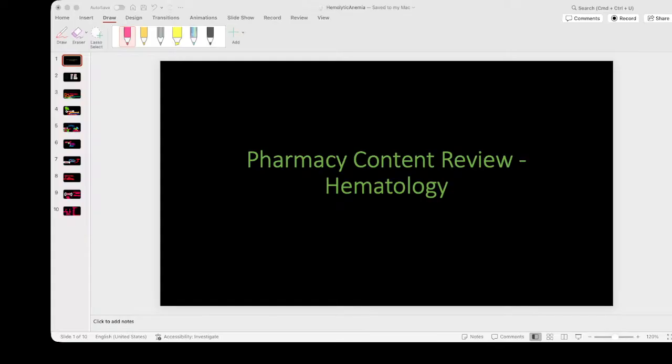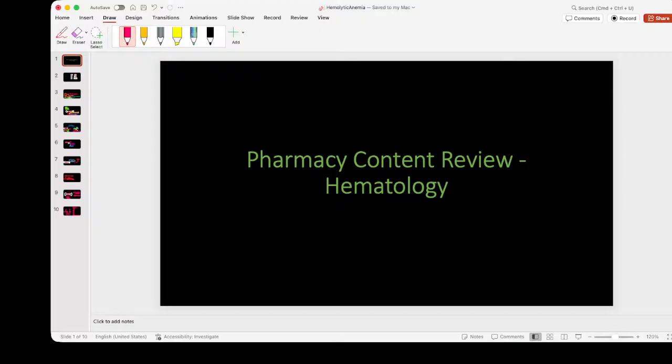I'm just going to go over some pharmacy concepts. Specifically, this one focuses on hematology. Just quick concepts to see if you know about any of these. Pretty much simple, like understanding of essential nutrients and different types of deficiencies people might have.